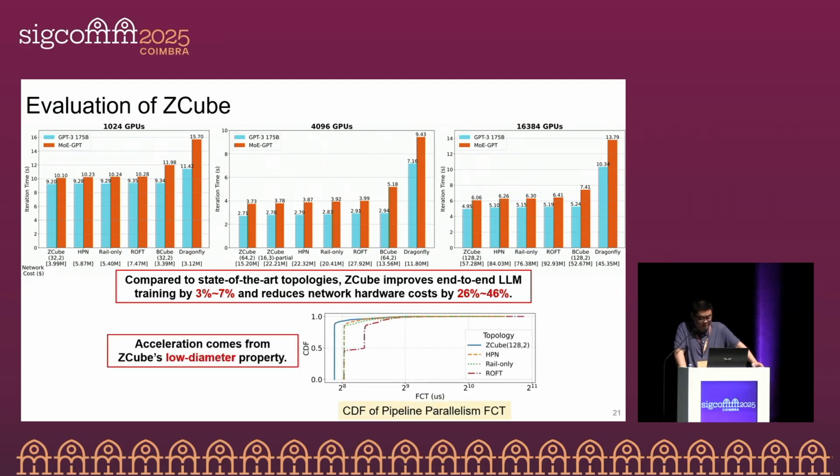And this speedup comes from ZCube's low diameter property, as pipeline parallelism flows and large-scale data parallelism flows typically require 3 to 5 hops in other topologies. But in ZCube, they need only 2 hops.